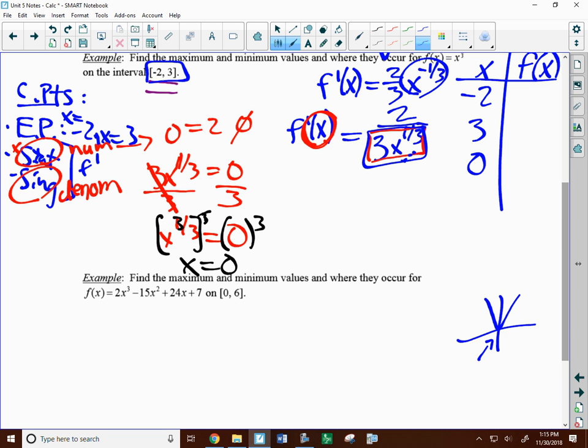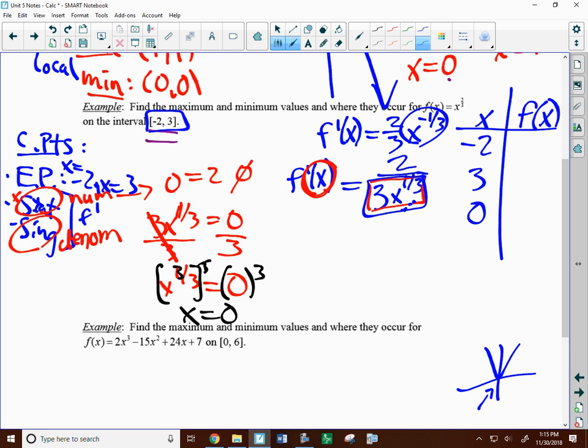Okay, so really just to sum up, if you get a fraction, the numerator set equal to 0, that's one. Denominator set equal to 0, that's another. And that would each be stationary and singular. Okay, to finish up, it is now the same as the first one. These are your 3 critical points, and you plug them in and find your max and min.